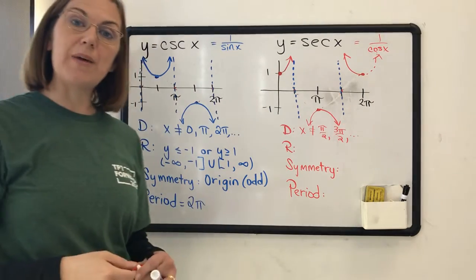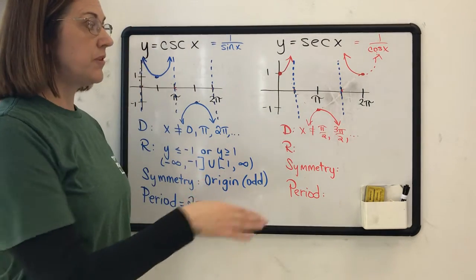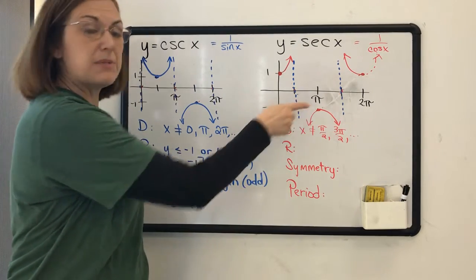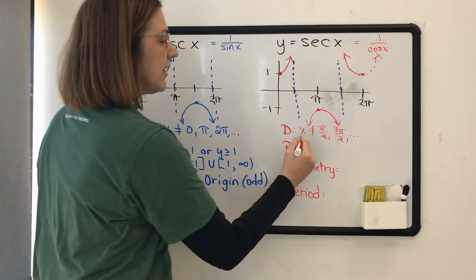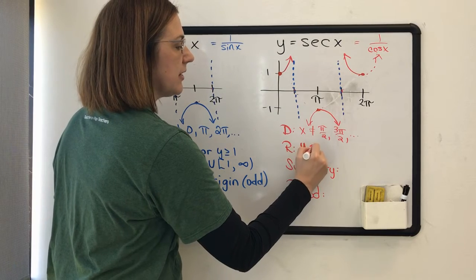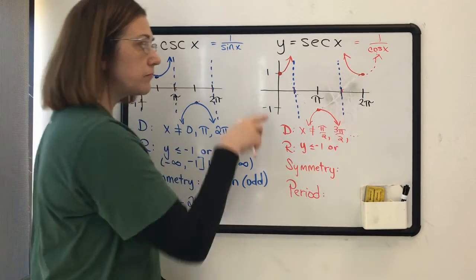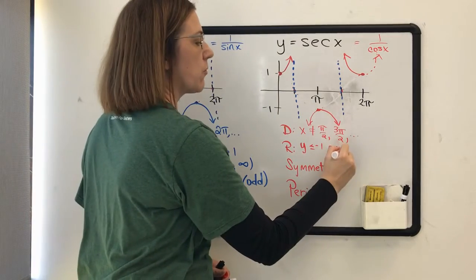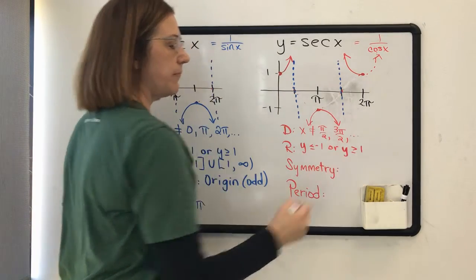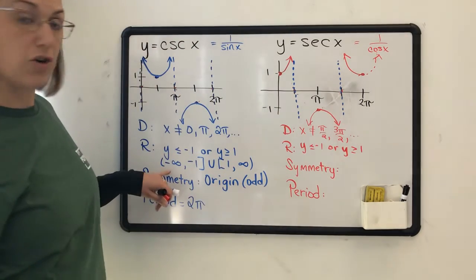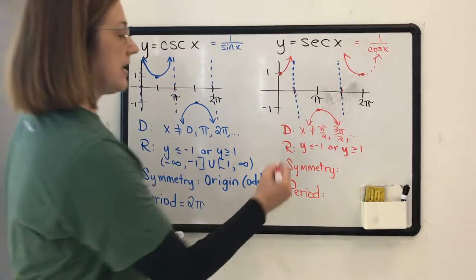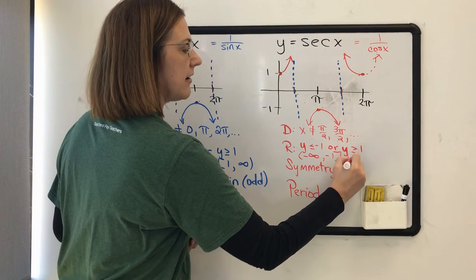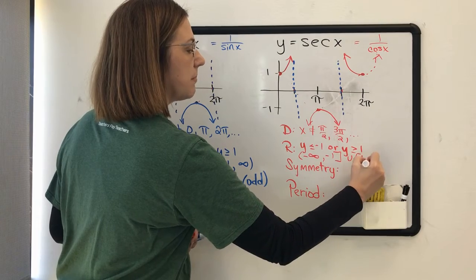Okay, we've already got the domain. Let's think about the range. We've got this down parabola that starts down at negative infinity and goes up to -1. So we could say that y is less than or equal to -1, or we start at this +1 y value and go up. So, or y is greater than or equal to 1. If you want to write that in interval notation, you can write it as negative infinity to -1 with a bracket, and then 1 to positive infinity.